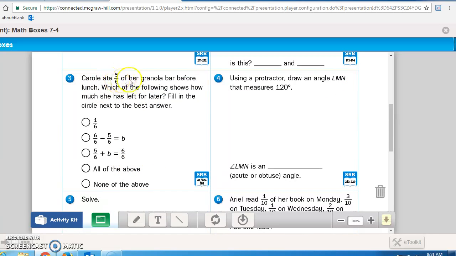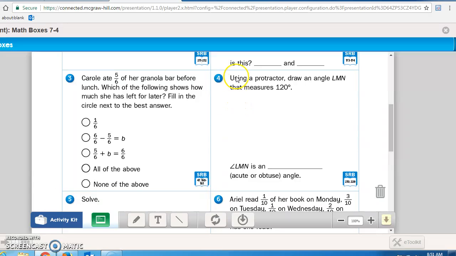Math box 3. Carol ate 5/6 of her granola bar before lunch. Which of the following shows how much she has left for later? Fill in the circle next to the best answer. And the words down here just say all of the above or none of the above.